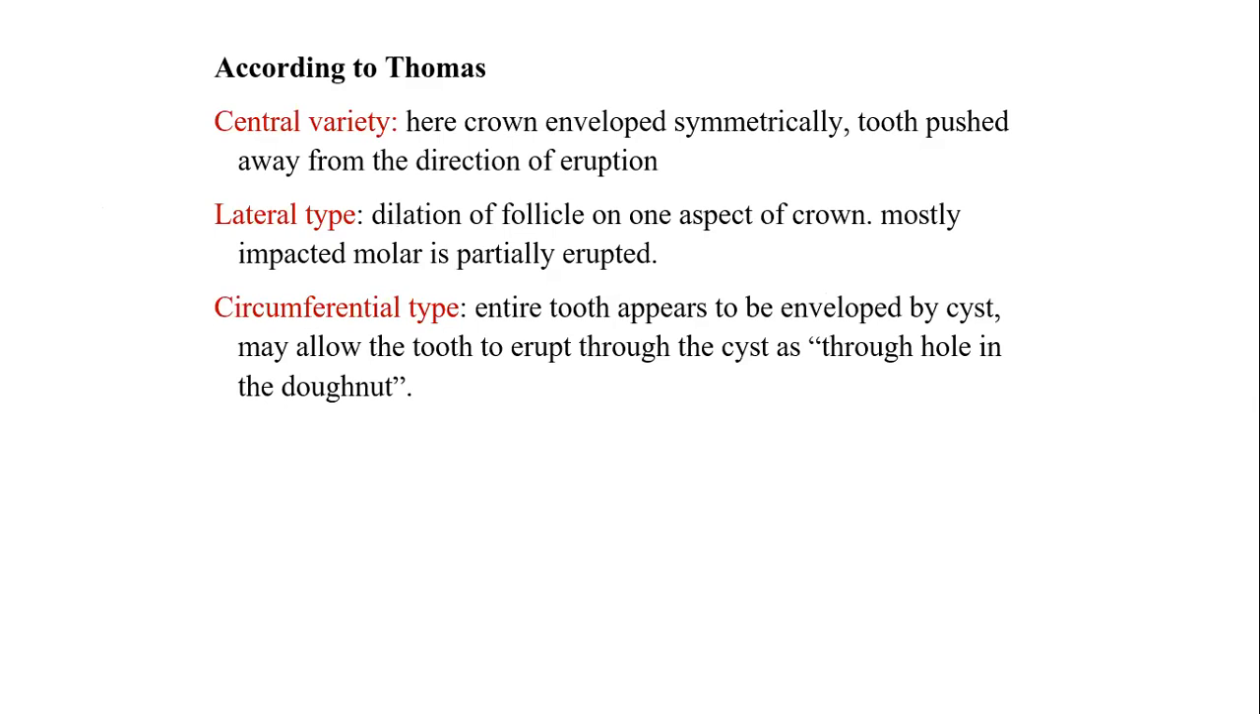According to Thoma, there are 3 types: central variety, lateral, and circumferential type. Central type: here the crown is enveloped symmetrically, and the tooth is pushed away from the direction of eruption. Lateral type: dilation of the follicle on one aspect of the crown, mostly an impacted, partially erupted molar. Circumferential type: the entire tooth appears to be enveloped by the cyst, and may allow the tooth to erupt through the cyst, like through the hole in a donut.